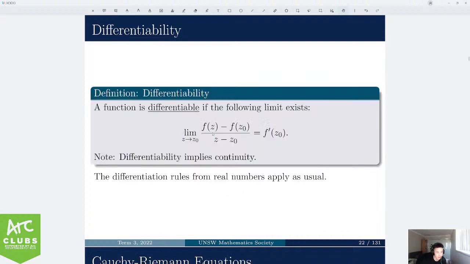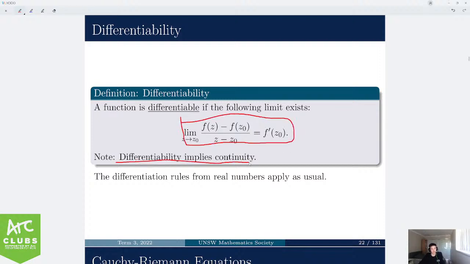Moving on to differentiability. A function is differentiable if the following limit exists. And again, if a function is differentiable, it must also be continuous, and that carries over from our real analysis.